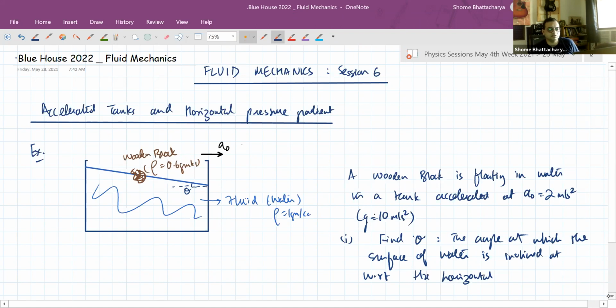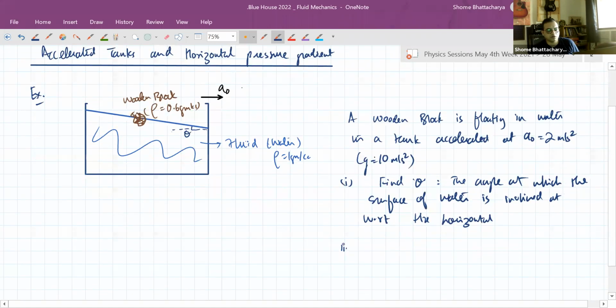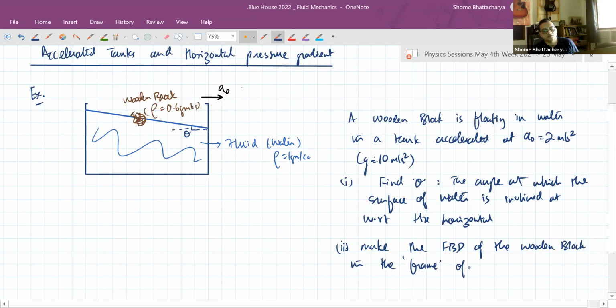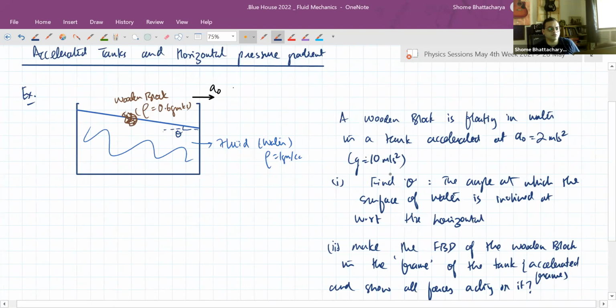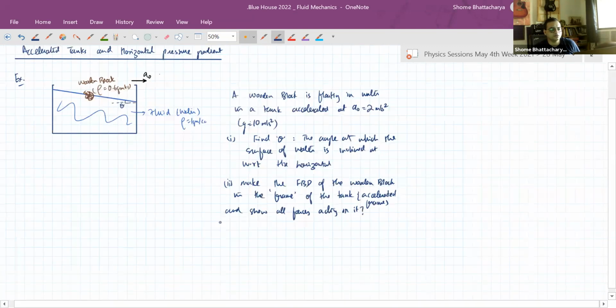Then we want to understand the free body diagram of the wooden block and all the forces acting on it. Make the free body diagram of the wooden block in the frame of the tank. It's of course an accelerated frame. And show all forces acting on it. And from this calculation, next we'll calculate the fraction of its volume which is submerged.